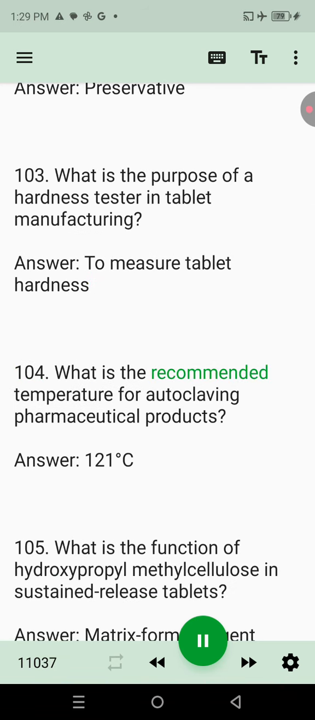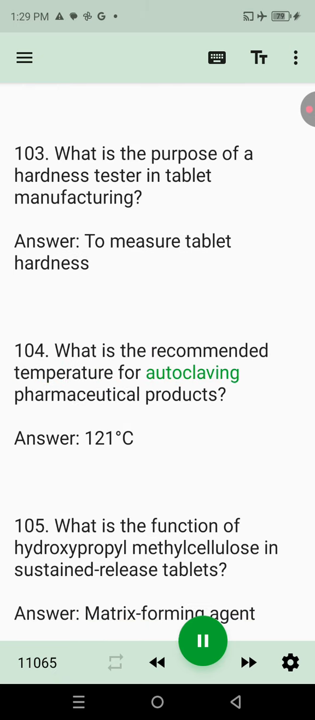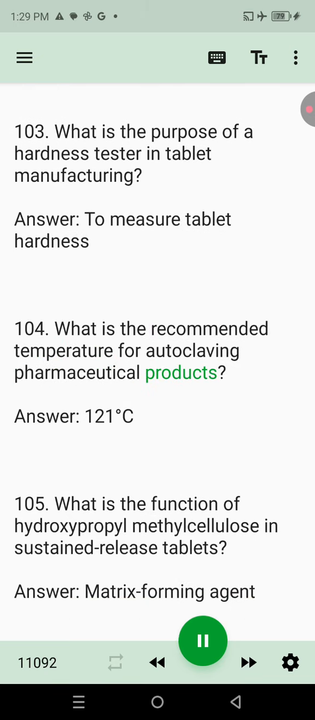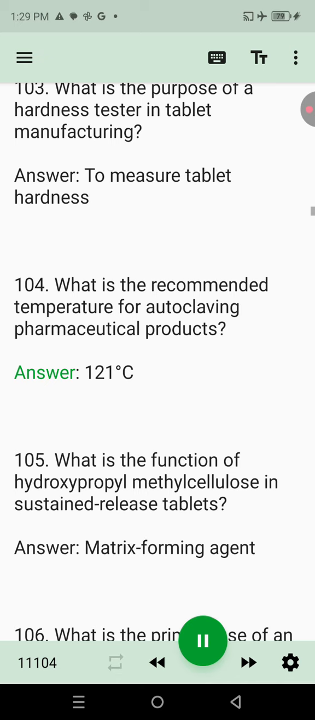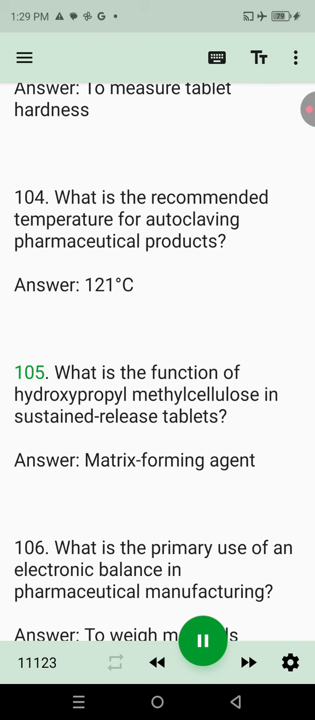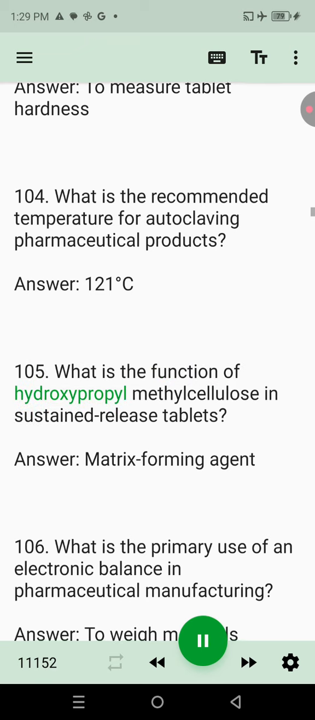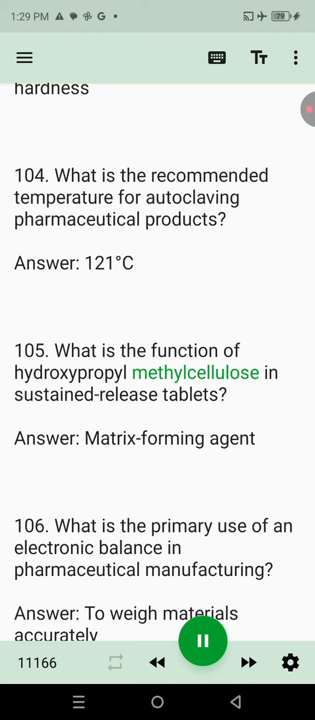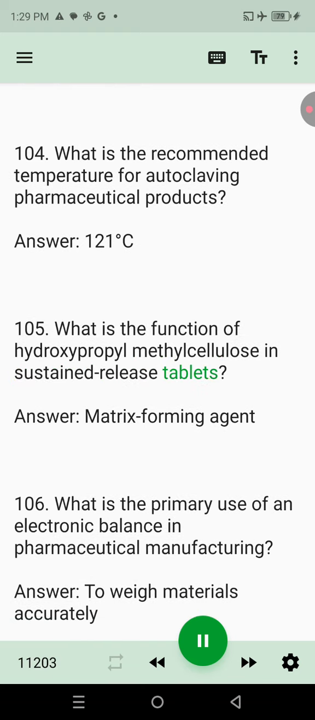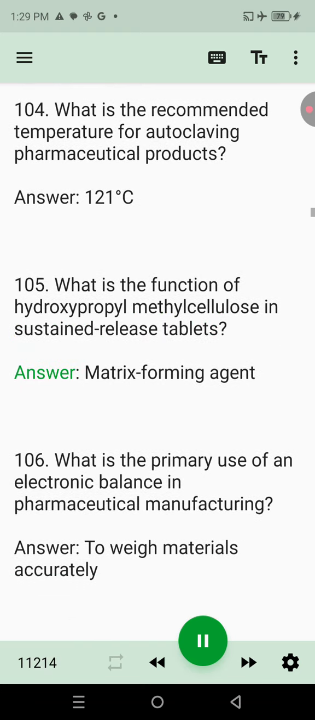104. What is the recommended temperature for autoclaving pharmaceutical products? Answer. 121 degrees Celsius. 105. What is the function of hydroxypropyl methylcellulose in sustained-release tablets? Answer. Matrix-forming agent.